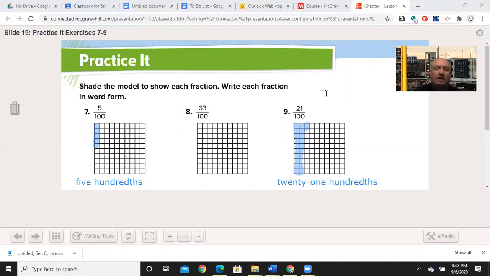Hopefully you're beginning to see the pattern that I'm going to take whatever number's on the bottom, and add ths, and then on the top, it's whatever the number is. The number on the top tells me the part that is shaded in. The number on the bottom, the denominator, tells me the whole.